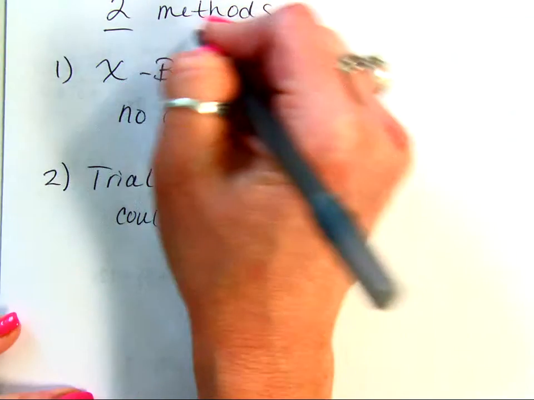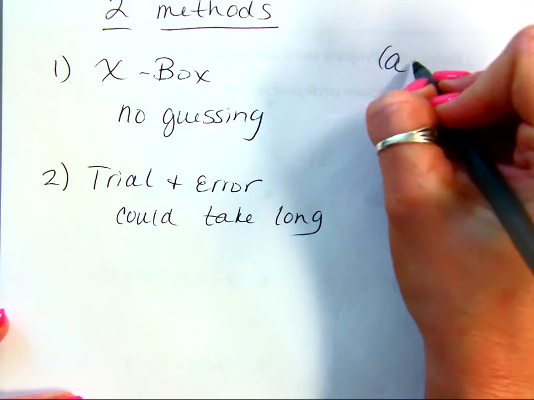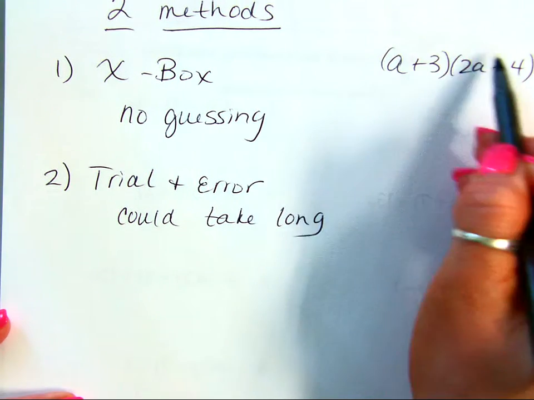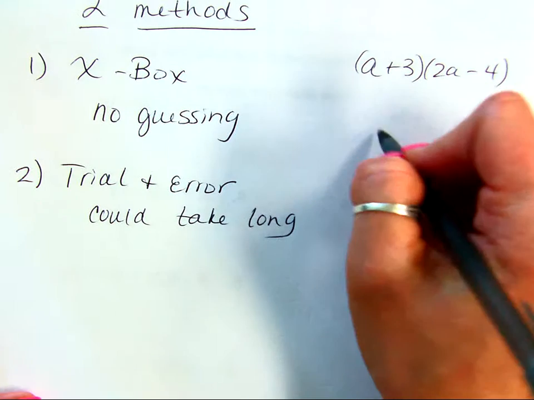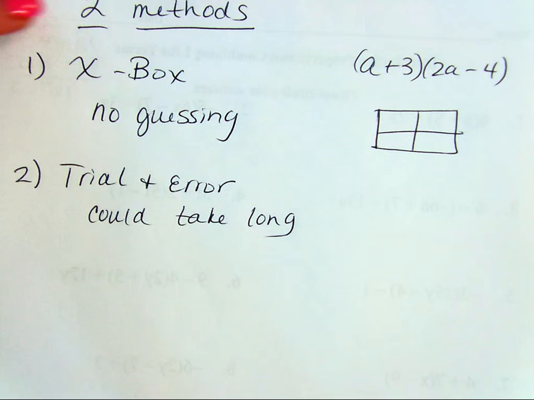So again, I like to give you options, right? Remember when I asked you to do a plus 3 to a minus 4, and I said, hey guys, you can double distribute it, or you could box it out if you want. Remember I gave you an option? So you have options today. I'm going to show you both.